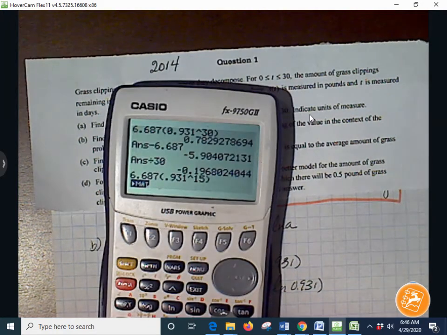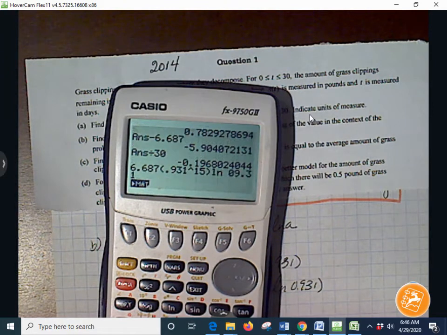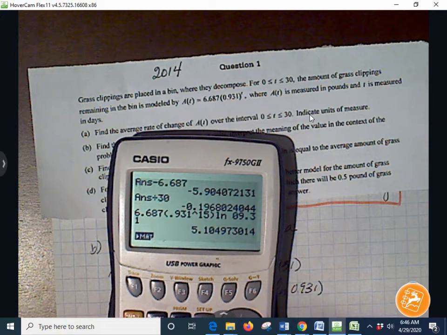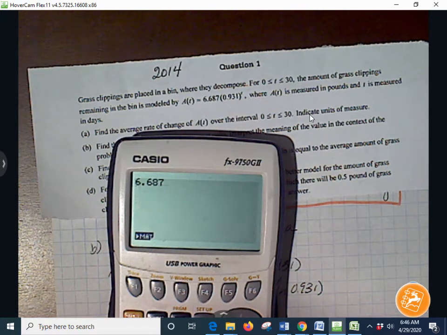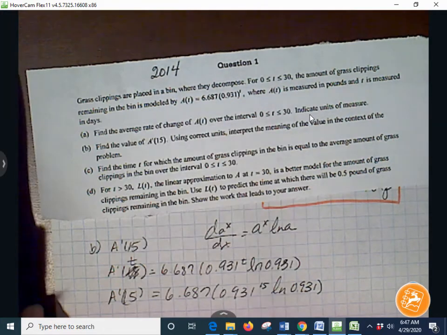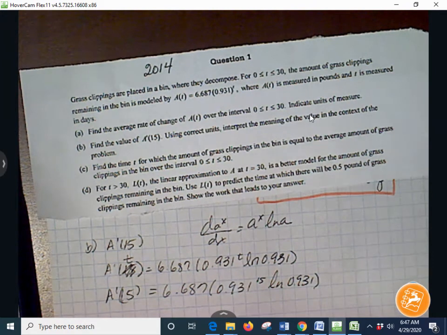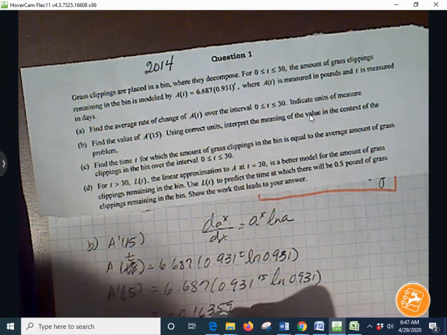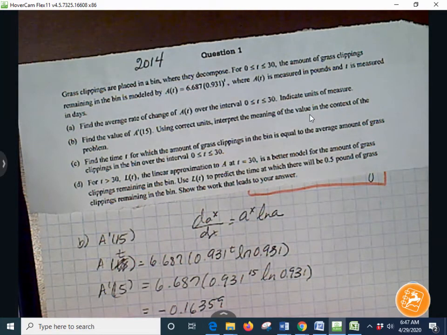I knew it was supposed to be a negative because I'm taking the natural log of a value that is less than 1, and the natural log of anything less than 1 would then be negative. So that is negative 0.16359.